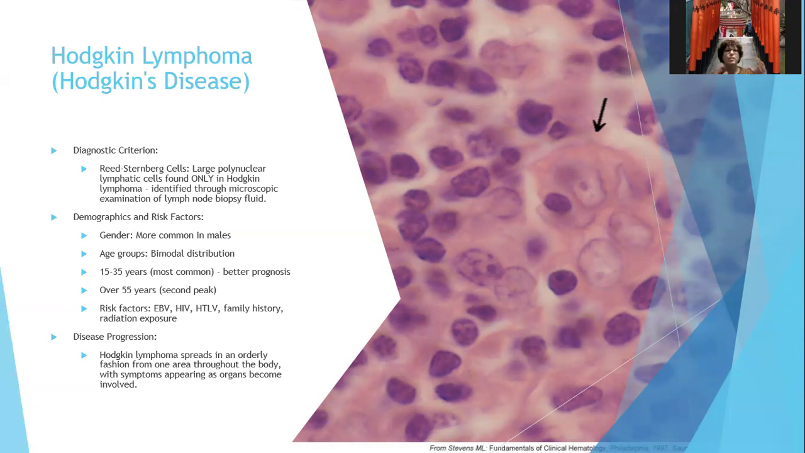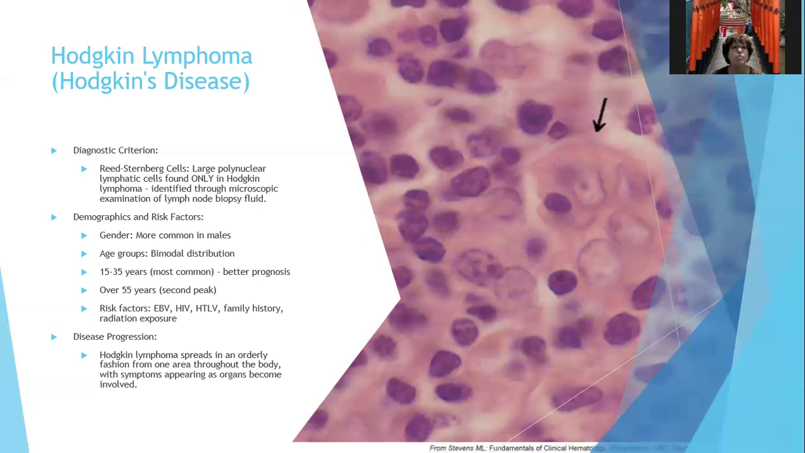So Hodgkin lymphoma is more common in males. There is what they call a bimodal distribution where you get a clump of people in the younger years, so 15 to 35, that tends to have a better prognosis, and the second peak over 55 years. So lots of risk factors. Exposure to Epstein-Barr virus or HIV or HTLV, family history, radiation exposure, all of those can predispose you to lymphoma.